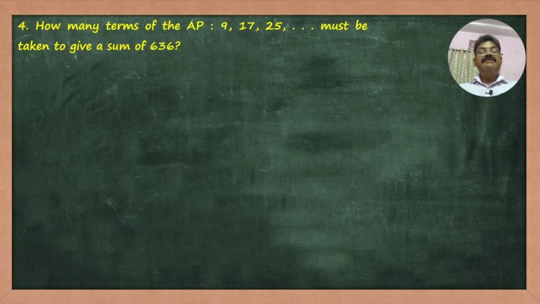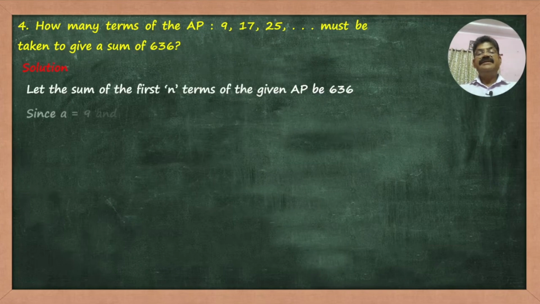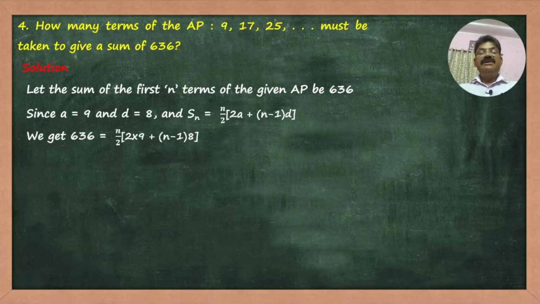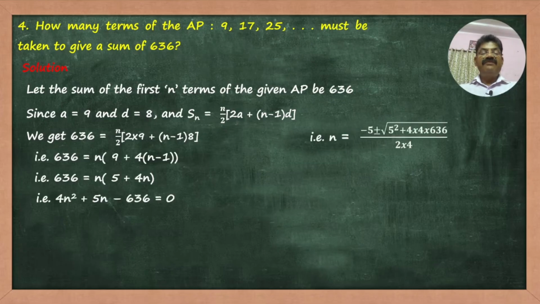Fourth sum. How many terms of the arithmetic progression 9, 17, 25 must be taken to give a sum of 636? So we assume that the sum of first n terms is equal to 636. Then our duty is to find the value of n. So here A is equal to 9, D is equal to 8. Putting these values in the formula, we get a quadratic equation in n: 4n square plus 5n minus 636 is equal to 0.